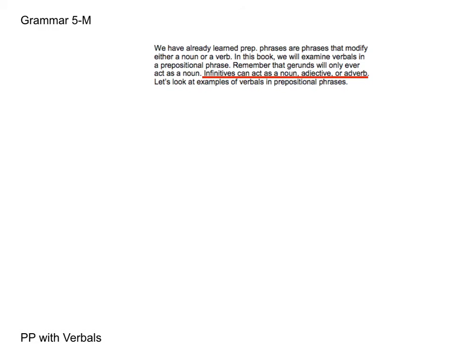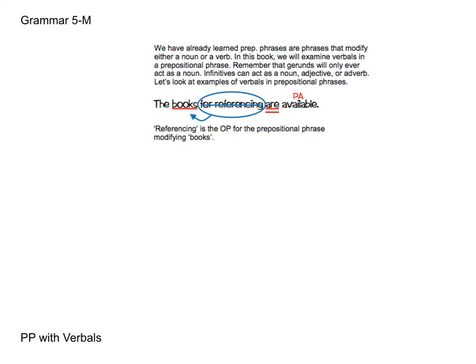So you'll want to make sure you're analyzing what's going on within each phrase as well as within each sentence. So let's look at one example. The books for referencing are available. Our prepositional phrase is for referencing, and referencing is the OP of the prepositional phrase, and the whole prepositional phrase is adjectival because it's modifying a noun, books.